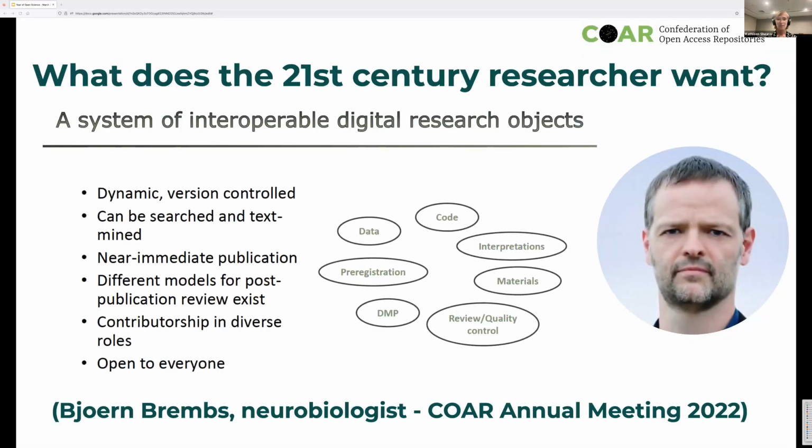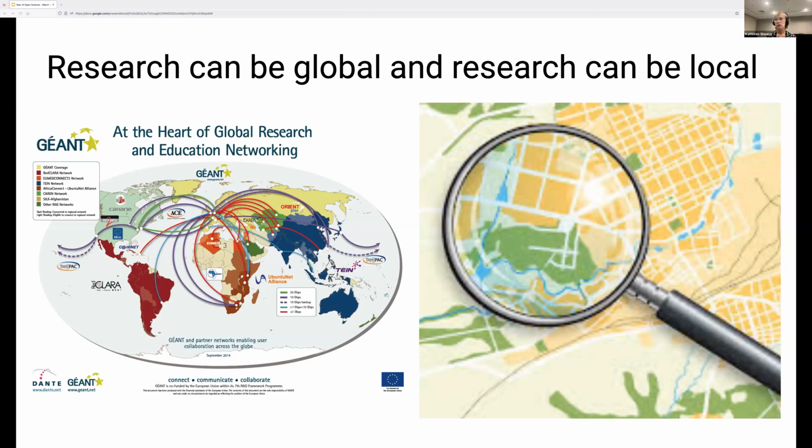Next slide, Martin. And this is the second slide, which I think is key: what do researchers really want in the coming years, in the future? How are they going to be using resources? We were presented with a very compelling vision by a neurobiologist, Bjorn Brems, in 2022, where he said researchers ideally want all kinds of different types of content available to them, version controlled, but openly licensed so they can be text and data mined, not long waiting times for publication, but near immediate publication, open to everyone, with contributions acknowledged, including more beyond just authorship, and so on.